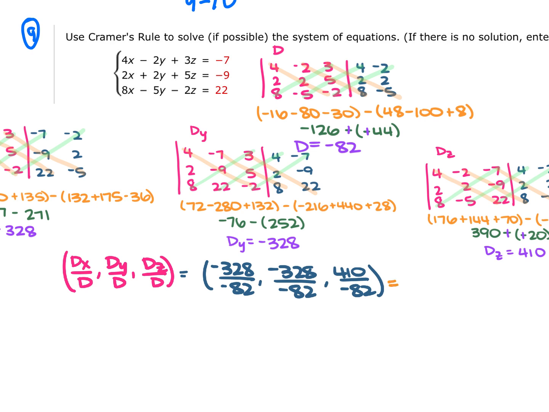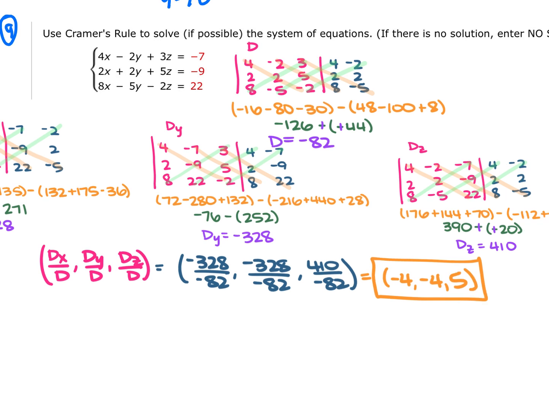This simplifies to give you negative 4, 5. These would be positive, sorry. So the 5 is negative, yes. The 4s are positive.